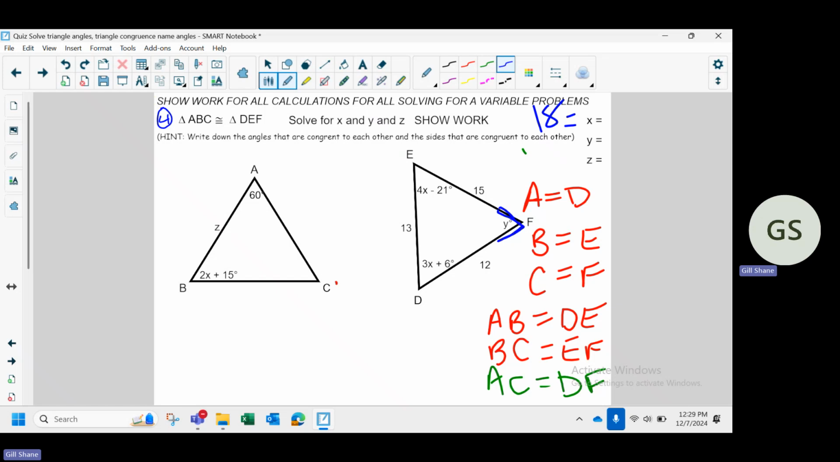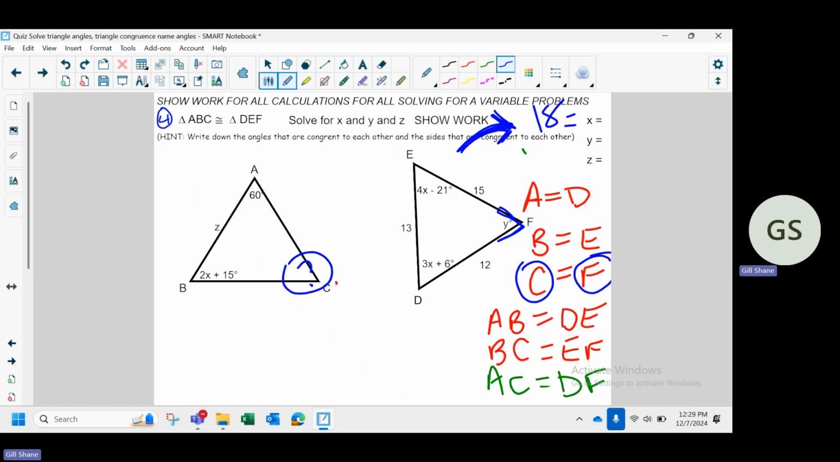Well, I just need to see, okay, which angle in the other triangle matches up with F? Well, there's F. It matches up with C. And here's my problem. There's nothing in C. I have no idea what C is. So there's a couple ways to solve this. I've solved for X, right? We did that as the very first step.